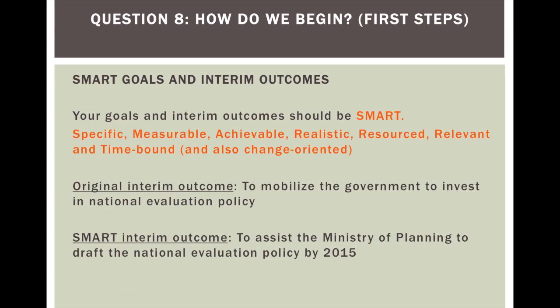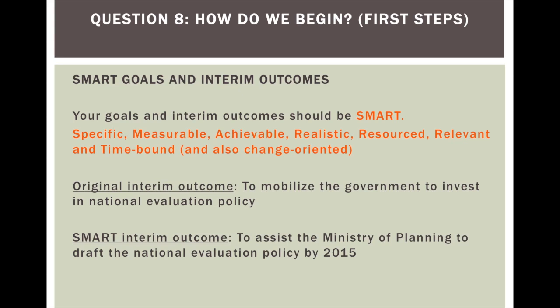While framing these advocacy goals and interim outcomes, ensure that they are SMART, by which we mean goals and interim outcomes should be specific, measurable, achievable, realistic, resourced, relevant, and time-bound. They should also be change-oriented rather than activity-oriented. They should describe the change you intend to bring about and not what you intend to do. The change should be quantified, and the interim outcome should state who will do it and by when.